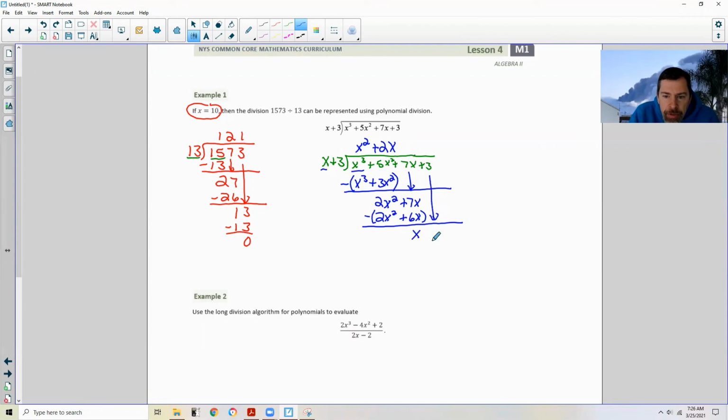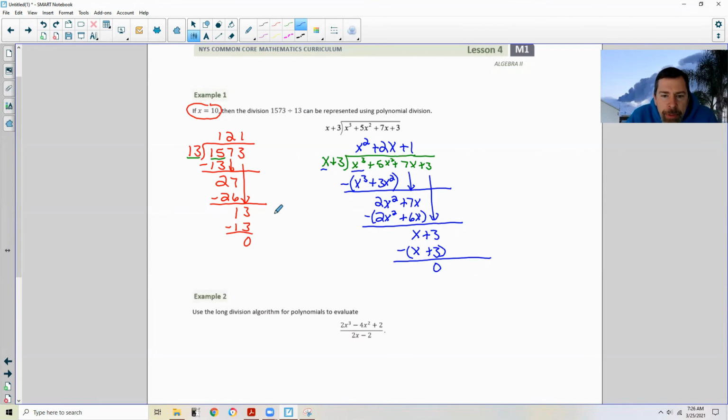Bring down this plus 3. Well, x goes into x one time, so 1 times x is x. 1 times 3 is 3, so I get x plus 3 here. And then I'm going to subtract those. x minus x is 0. 3 minus 3 is 0. I have no leftovers, no remainders.